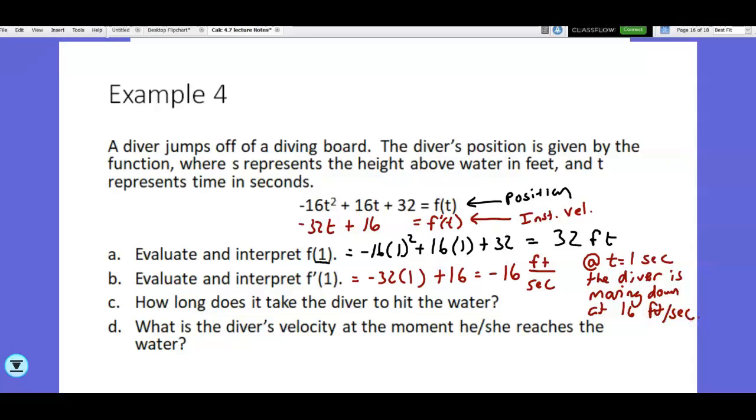Now, another way you could say this is you could say that at t equals 1 second, the diver's velocity is negative 16 feet per second. And I think you should write both. So let's write the other one.